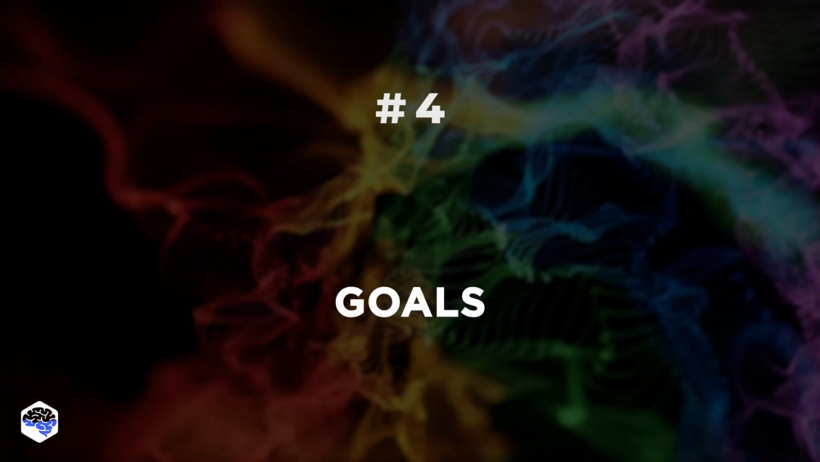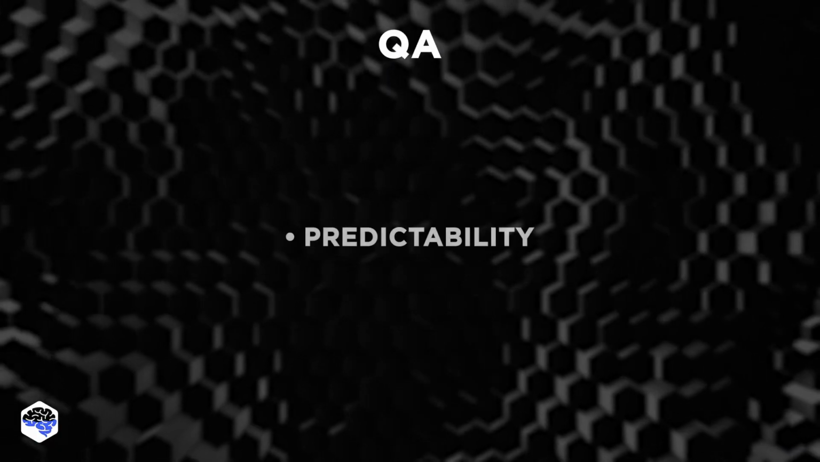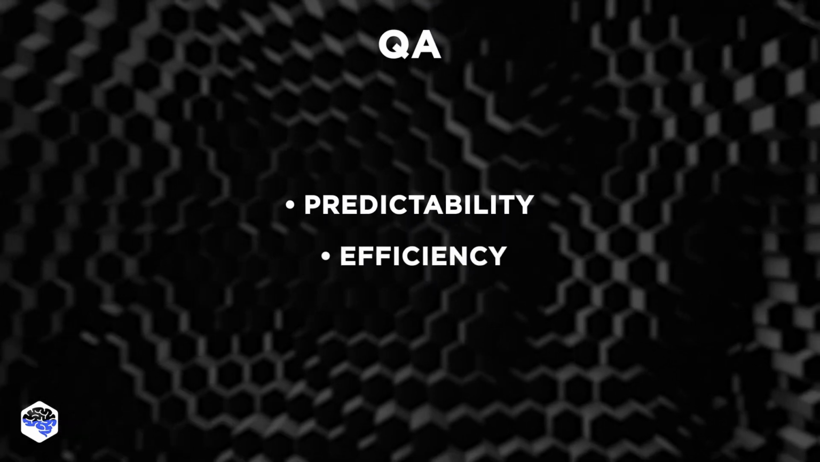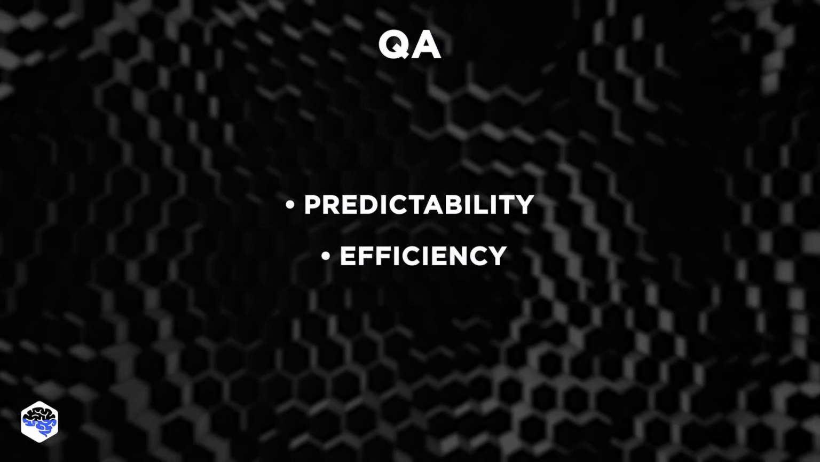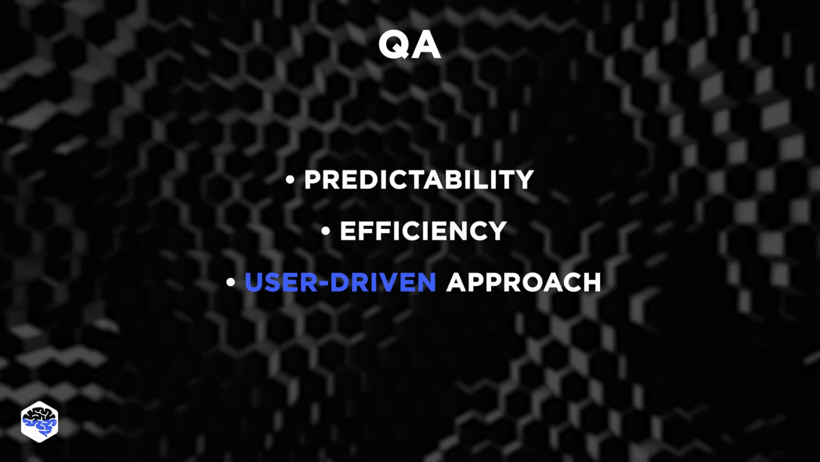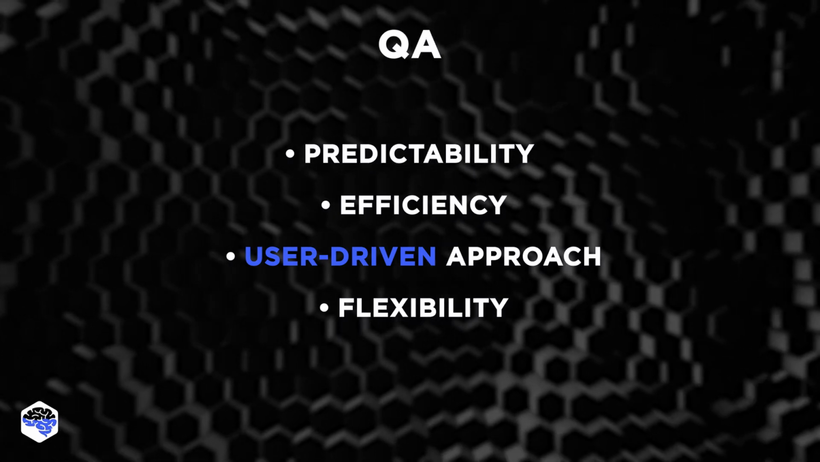4. Goals. QA goals are long-term. They include predictability, to minimize the number of unexpected issues. Efficiency, to improve the development and testing speed. User-driven approach to deliver products that derive from user needs. Flexibility, to build practices that fit any project.